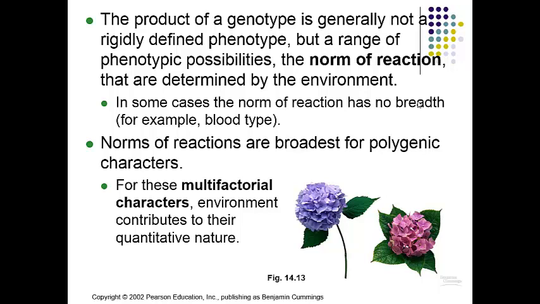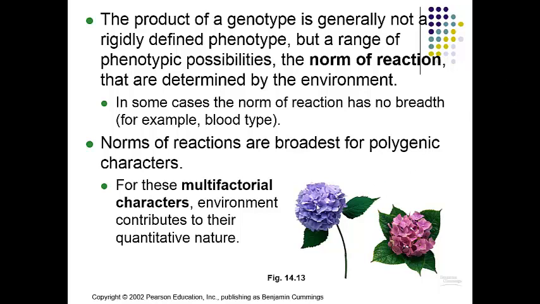In some cases, there is no norm of reaction. For example, blood type. Whatever your genotype is, that's what your phenotype is. If your genotype says AB, then your blood type is AB. But for other traits, the environment plays a large role in the expression of that trait. These traits in which the environment plays a large role are called multifactorial characters.